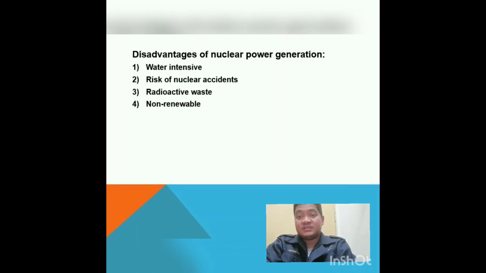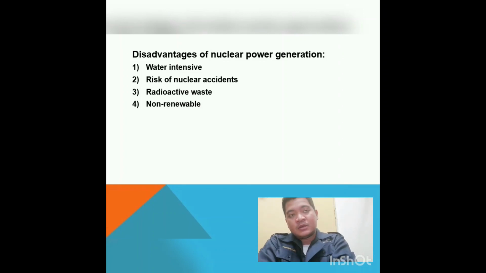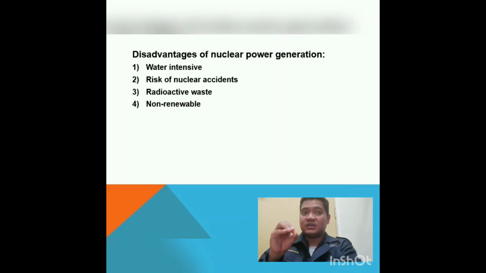The last disadvantage of using nuclear power generation is that it is a non-renewable energy. Once it is used, the source will be limited, due to the fact that uranium, the fuel used in the nuclear reactor, is a limited resource. So we are depleting the quantity of uranium accessible as we mine it, and no more will be generated within a human lifetime. That's all from me.